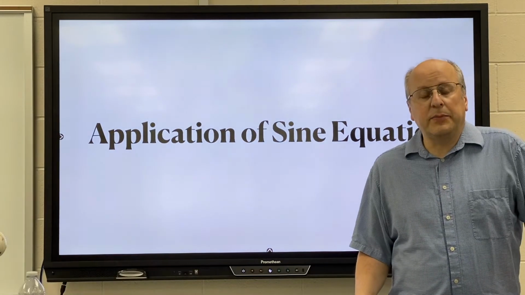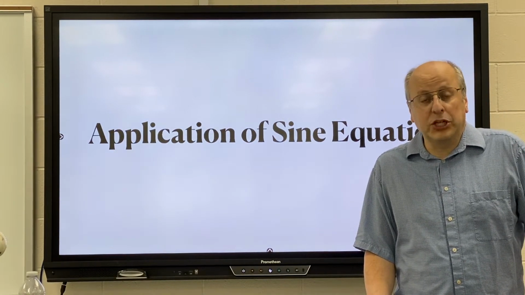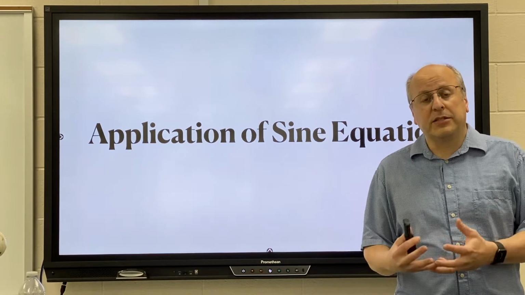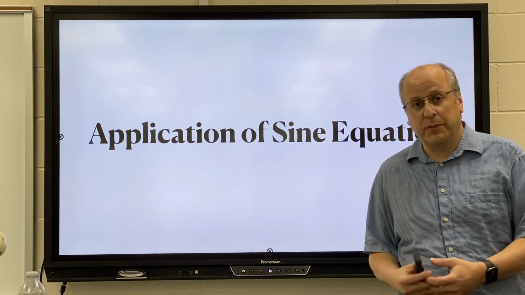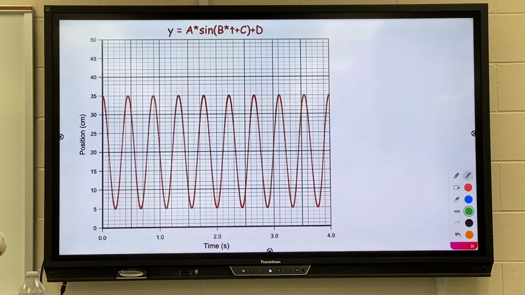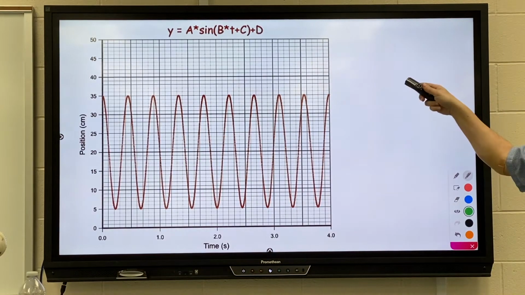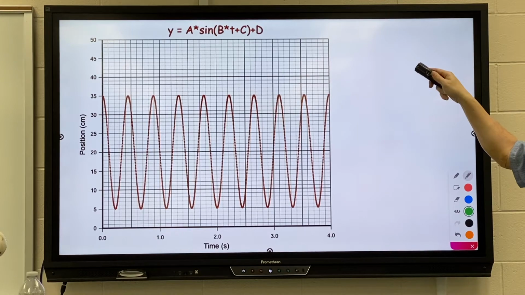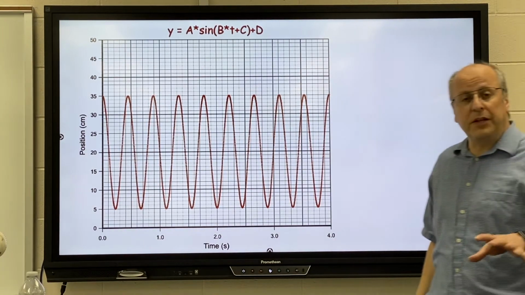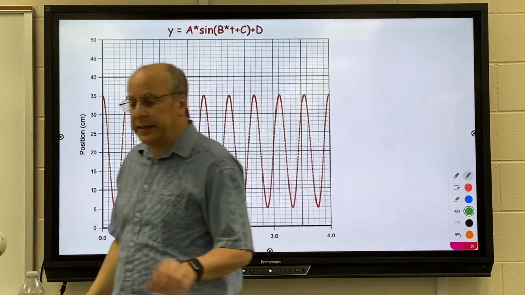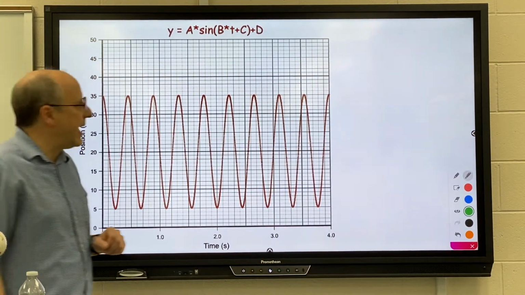So today I'd like to make sure that you can apply what we just learned about sine curves to generating an equation from what we did. Okay, so you'll notice this was our equation, A sine BT plus C plus D. How do you figure out what the A, B, C, and D are? So here's how you want to attack it.